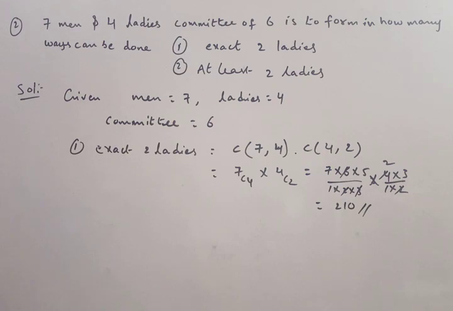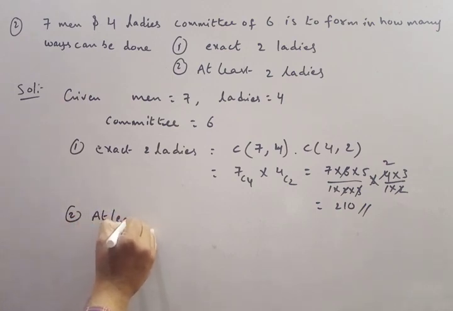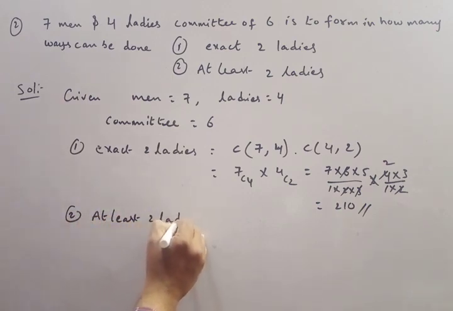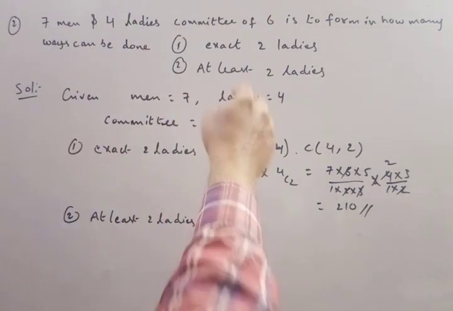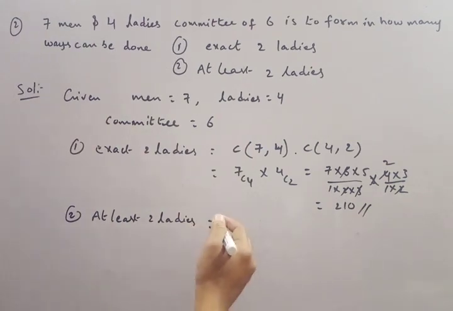35 into 6, understand? Right. Then the second bit: at least 2 ladies is asked. What is the second bit? In that committee, minimum 2 ladies. So minimum 2 ladies means maximum how many can you take? 4 ladies also you can take. See the number of possible cases.